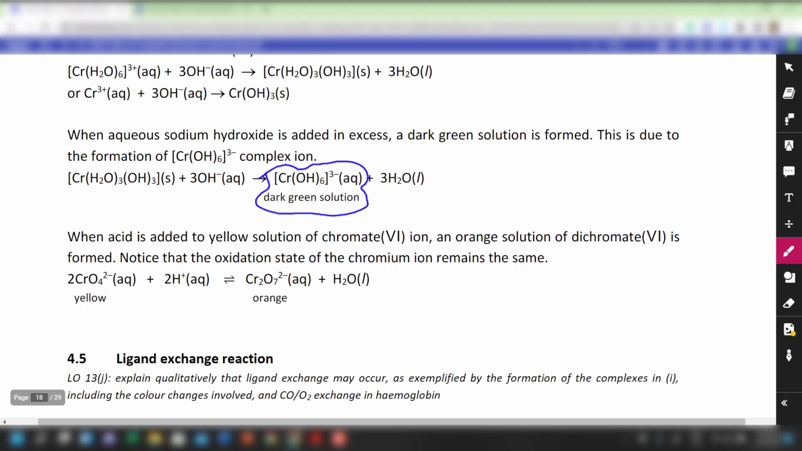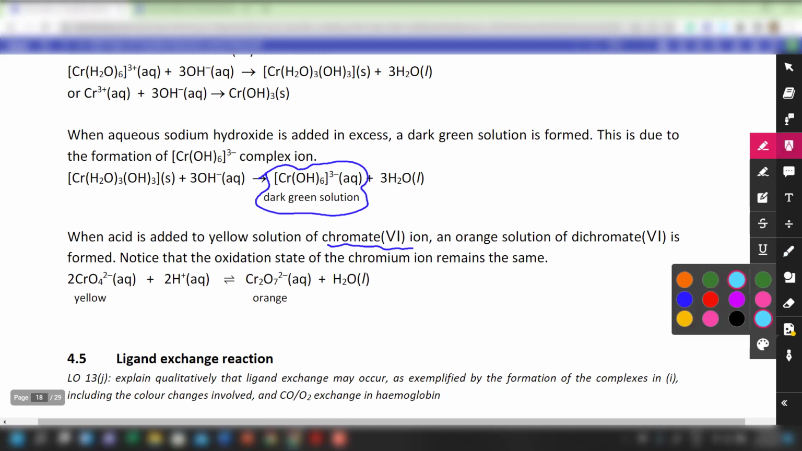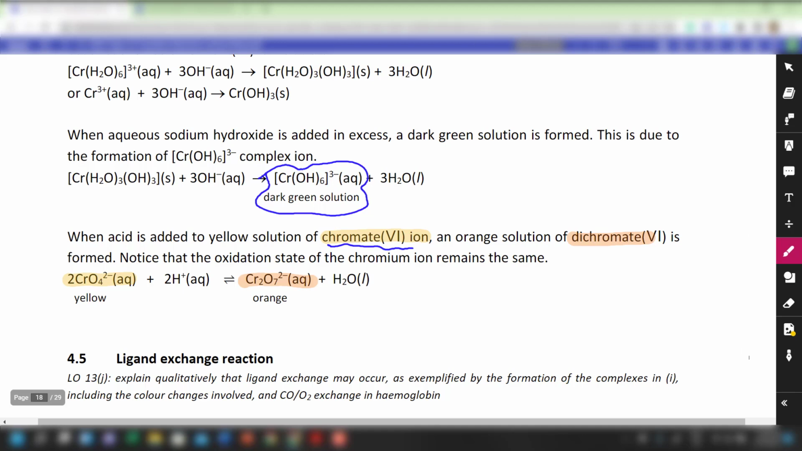When acid is added to yellow solution of chromate 6, do take note of it. So this is the yellow chromate 6 over here. It will lead to the formation of dichromate 6, which is orange in color. So this is dichromate 6. And in the process it loses one water molecule. From here I think you can roughly tell that when acid is added to chromates, water will be driven off and it will lead to the formation of dichromate, which has a bridging oxygen atom, or you can view it as a ligand, but it's actually more of an atom.